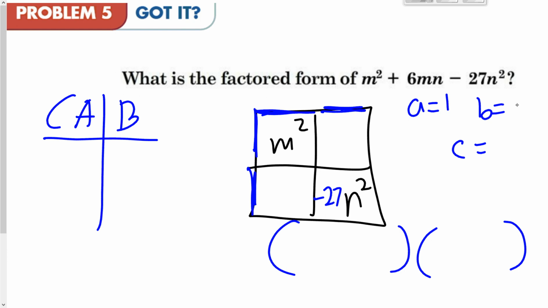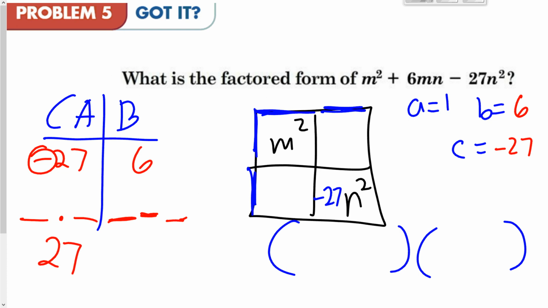So my A is 1, my B is 6, and my C is negative 27. So C times A is negative 27. So let's wait for this negative, but that lets us know that we're going to subtract the two numbers to get to our B, which is 6. And since this is a positive 6, then we don't need to worry about switching anything with that. So we take what times what is 27, come back to the negative later, and then subtracts to 6. So how about 9 and 3? 9, or 27 and 1, 9 and 3 is going to work. So 9 and 3, 9 times 3 is 27, and 9 minus 3 is indeed 6.